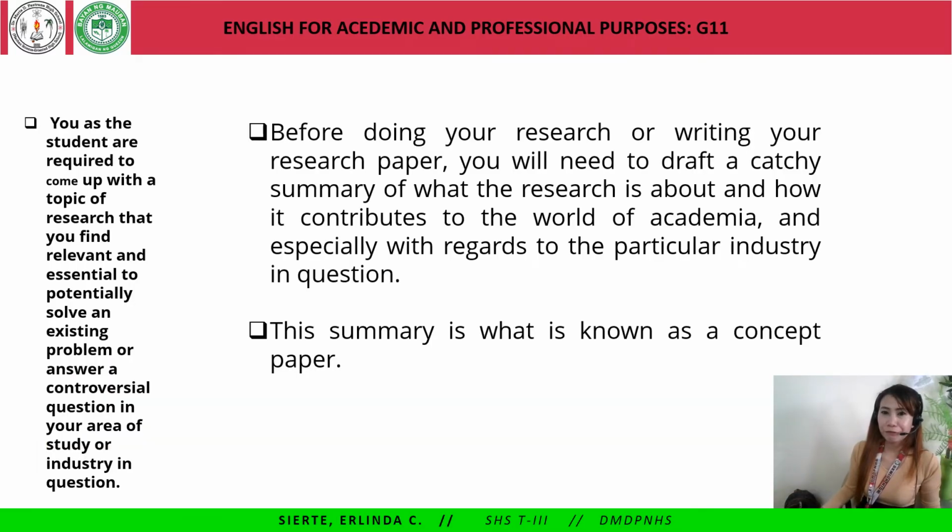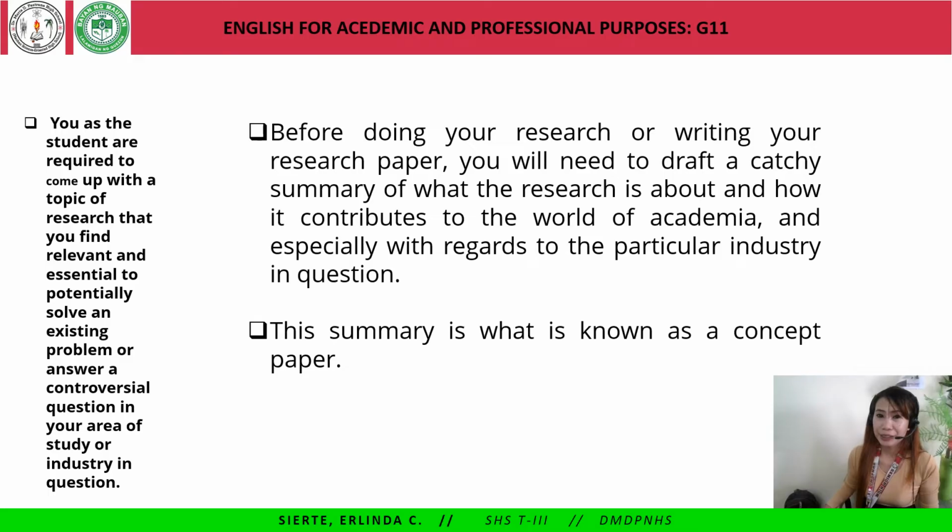So again, before doing your research or writing your research paper, you will need to draft a catchy summary of what your research is about and how it contributes to the world of academia, and especially with regards to the particular industry in question. That summary is what is known as a concept paper.